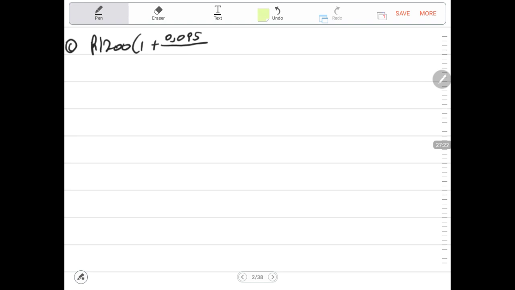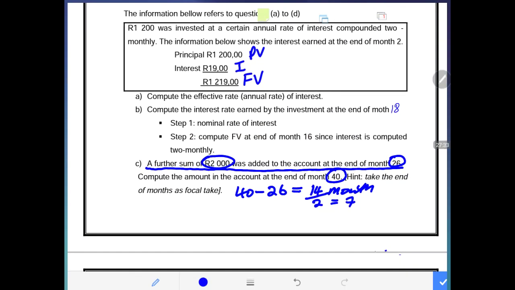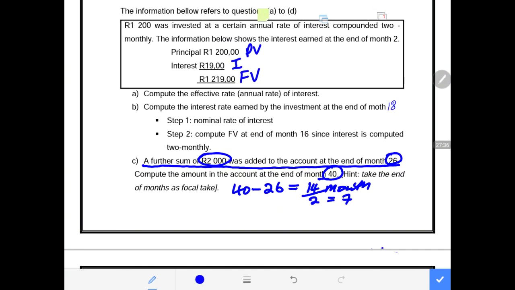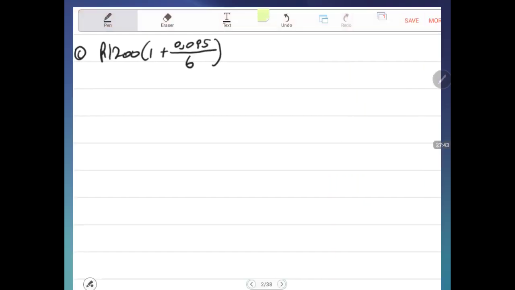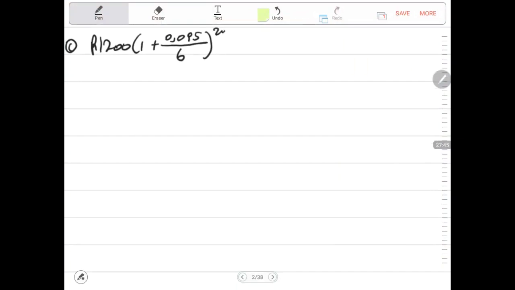Divide by the number of times the interest is compounded in a year. The interest is compounded 6 times in a year. Remember, 1,200 will be in the account up until the end of month 40. The 1,200, which was initially invested, will be in the account up until the end of month 40. So this will be 20, which is 40 divided by 2. The number of times the interest is compounded will be 20 times.